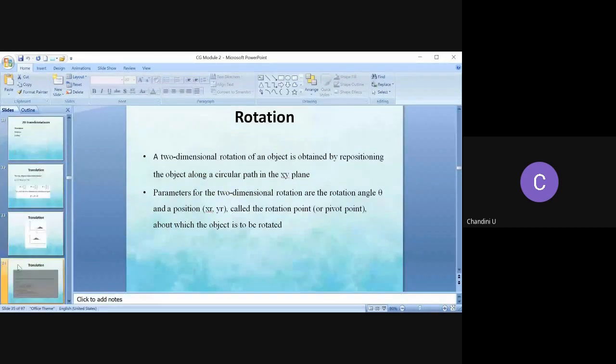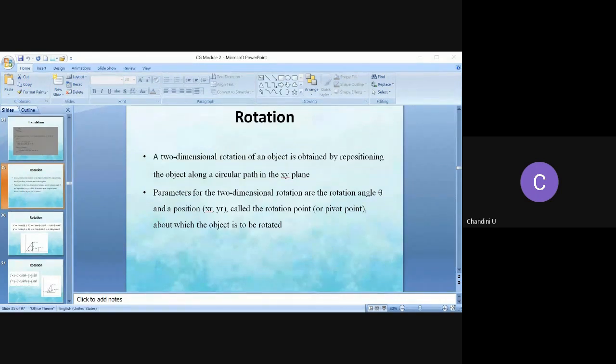So this one we studied in module 2, two-dimensional rotation, or two-dimensional geometric transformation. When it comes to rotation, you have the rotation angle, and there is something extra called the pivot point or rotation point. When we perform rotation about the origin, the pivot point values will be 0, 0. Otherwise, if we are not performing the rotation about the origin, then we will have some x and y values as our arbitrary point or pivot point, and we have the rotation angle as well.